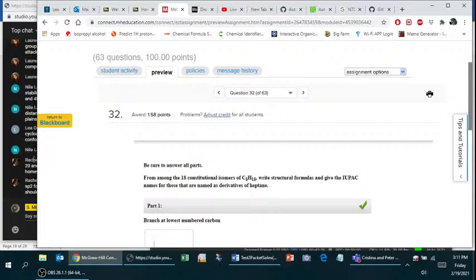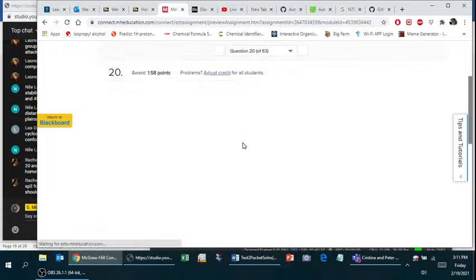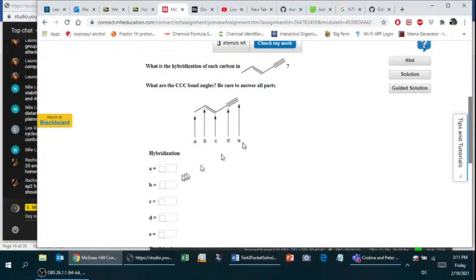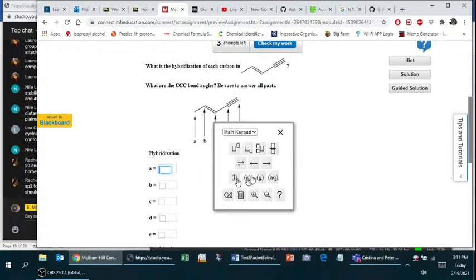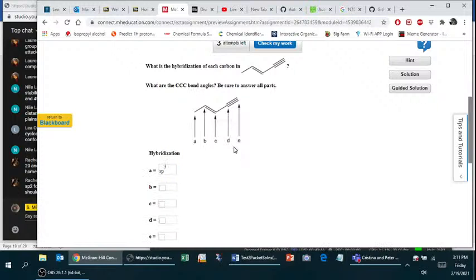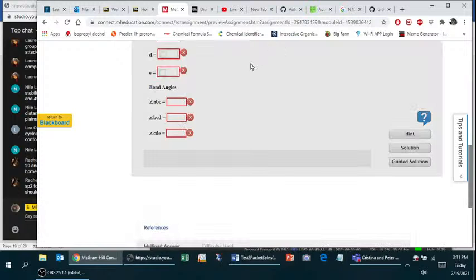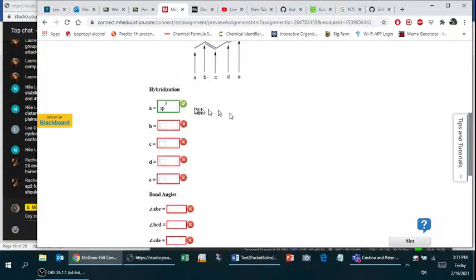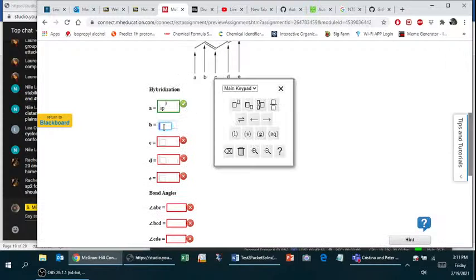Now to go back to question 20. And I'm hoping you can see it on your end. I don't know how good the resolution is on your end or even on my end. But here's hoping. So the hybridization of A would be sp superscript 3. And if I check it, you can see it there, it'll accept it. So I think if you type SP3, it won't do anything for you. You've got to select this superscript.